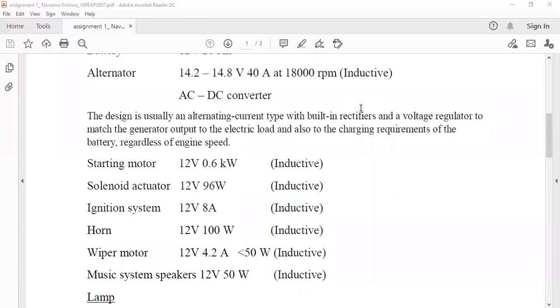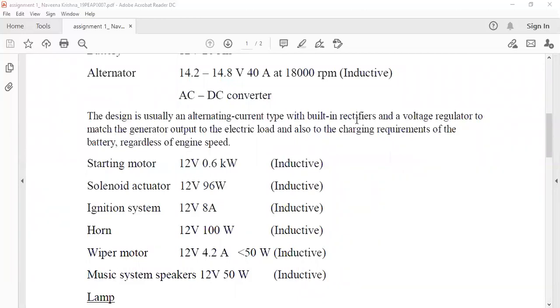It also has an AC/DC converter. The design of this converter is usually the alternating current type, built in with rectifiers and a voltage regulator to match the generator output to the electric load, and also to meet the charging requirements of the battery regardless of the engine speed.